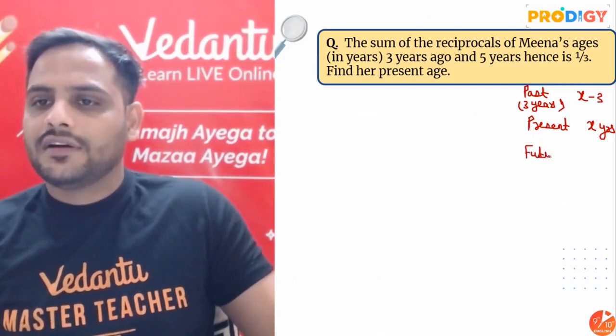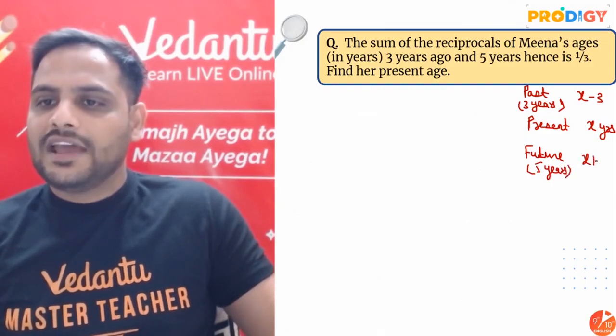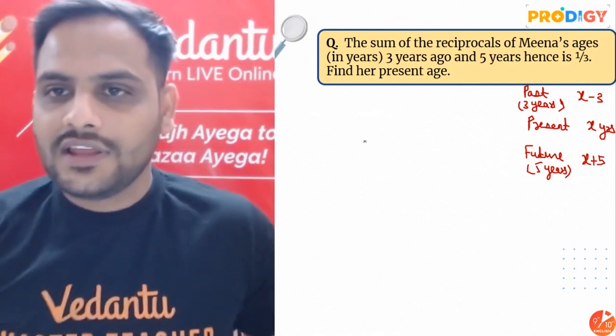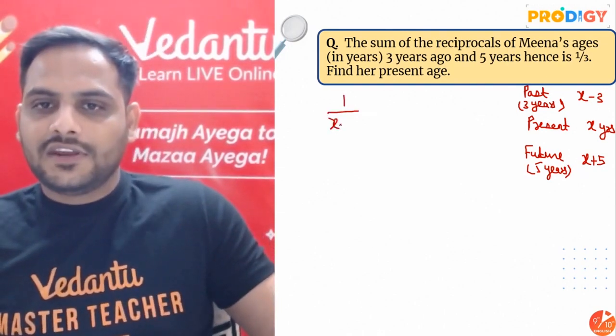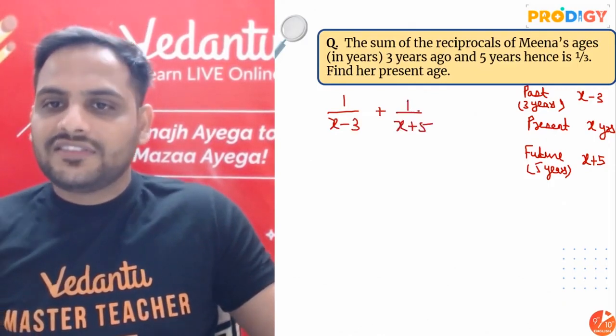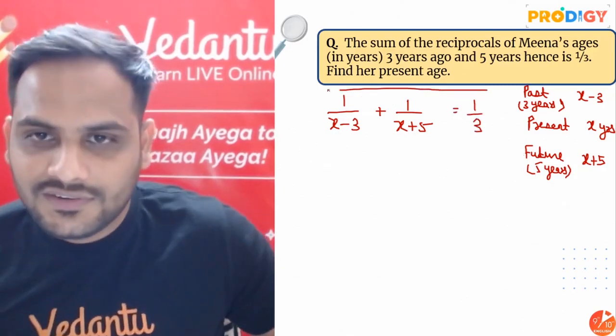So in the past, 3 years ago, her age will be x minus 3. And in the future, 5 years later, her age will be x plus 5. Obviously, in the future age increases, in the past age was less. They are saying the sum of the reciprocals of these ages, that means 1 upon x minus 3 plus 1 upon x plus 5, is equal to 1/3, guys. How easy this question is.